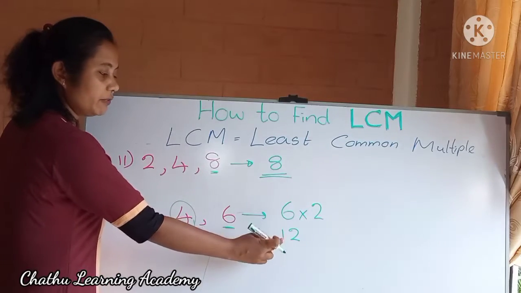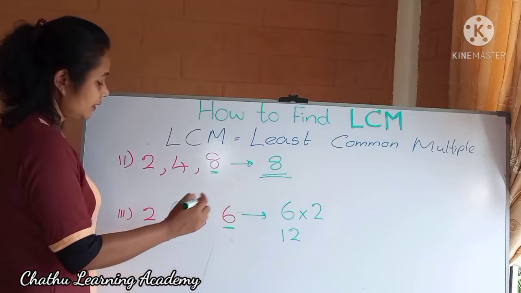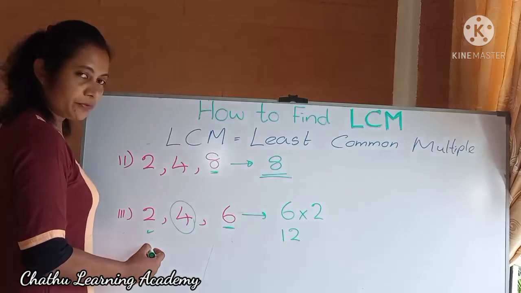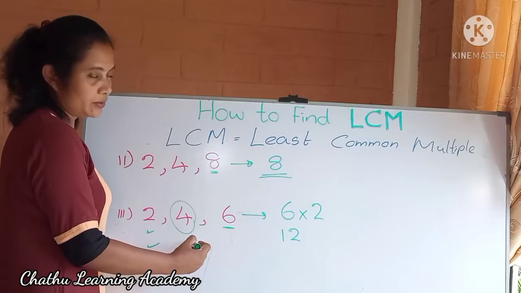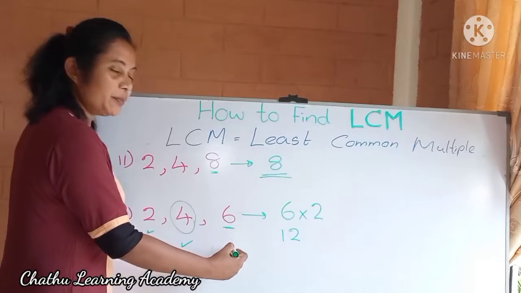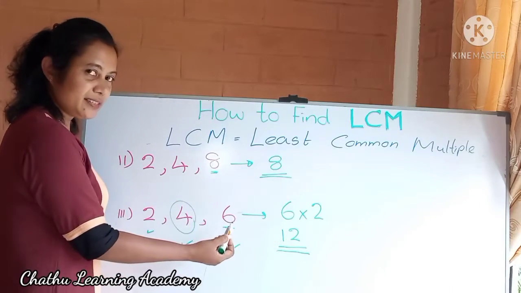Then we can check whether this number is a multiple of this given set. 12, is it a multiple of 2? Yes. Is it a multiple of 4? Yes, it's also correct. Then, is it a multiple of 6? Yes. Then this is the LCM of these numbers.